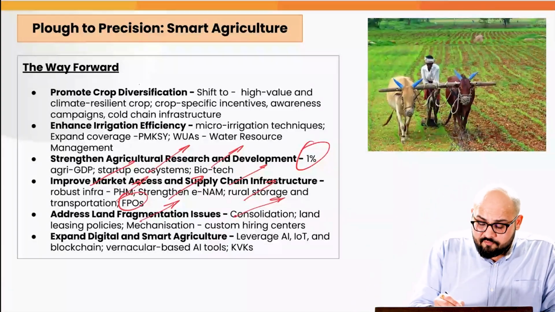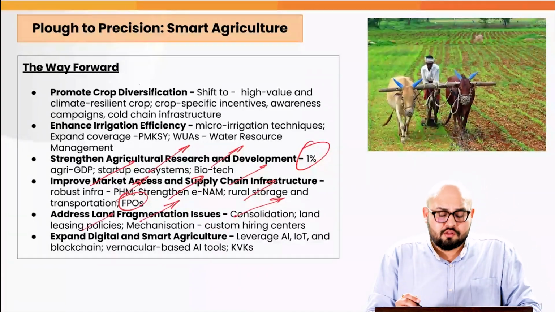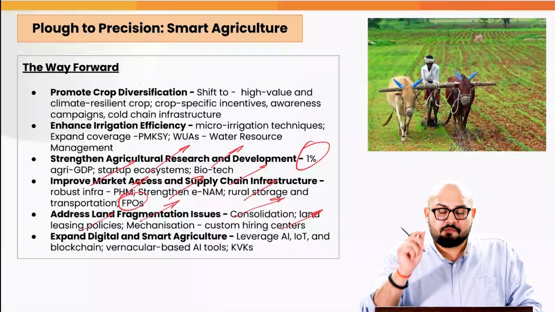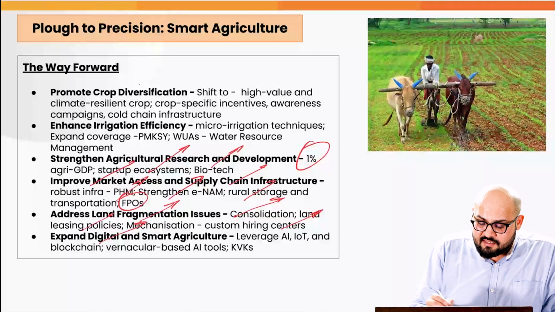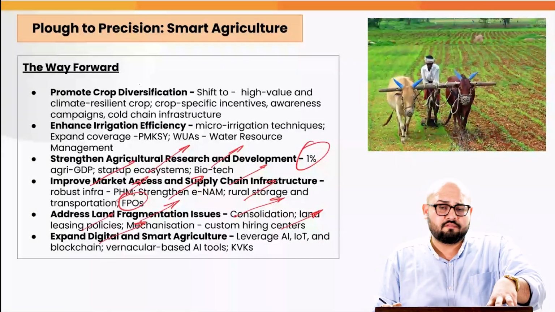The government can come up with land leasing policies, and we should also focus upon the custom hiring centers, specifically for those farmers who have small land holdings. Next is expand the digital and smart agriculture. That is what the basis of the article is.